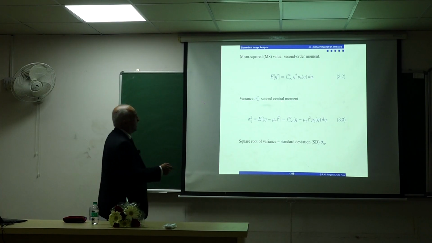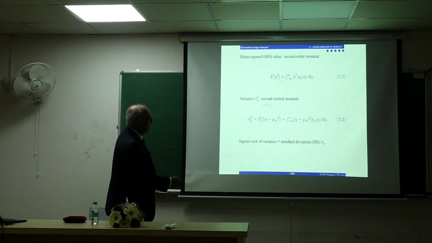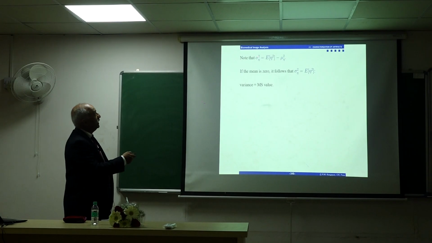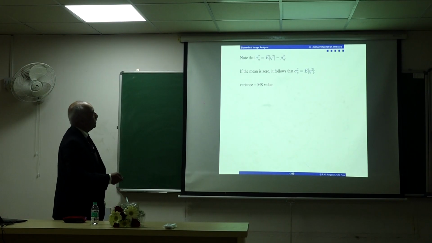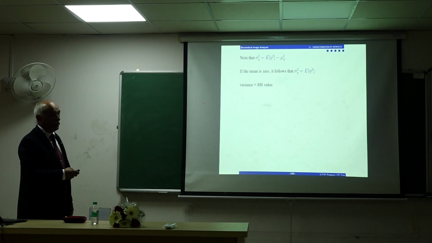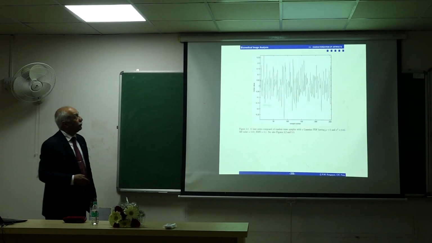So variance is the second central moment. Square root of variance is the standard deviation. So variance is the expectation of eta square minus mu square. If the mean is 0, then these two values are equal. Variance is equal to mean squared value.